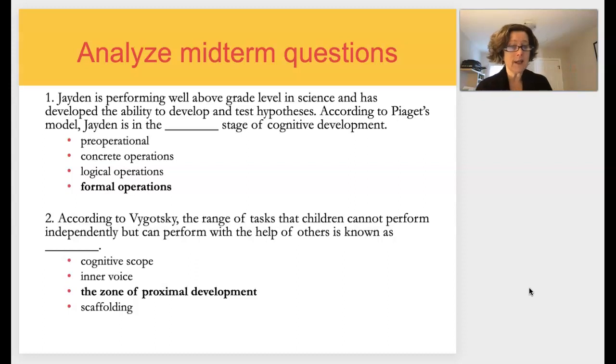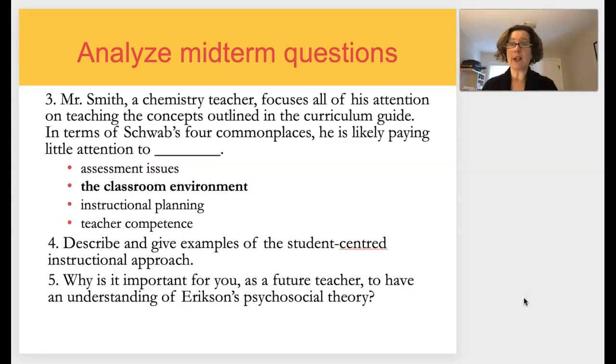Number 2, according to Vygotsky, the range of tasks that children cannot perform independently but can perform with the help of others is known as the zone of proximal development. What do you think? Where on the Bloom's taxonomy? Again, I would say remember or understand. As long as you have a concept of it, you will probably get this question right. Okay, let's look at number 3.